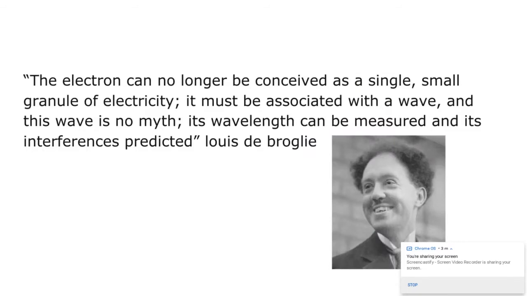De Broglie once said, "The electron can no longer be conceived as a single small granule of electricity. It must be associated with a wave, and this wave is no myth. Its wavelength can be measured and its interferences predicted."